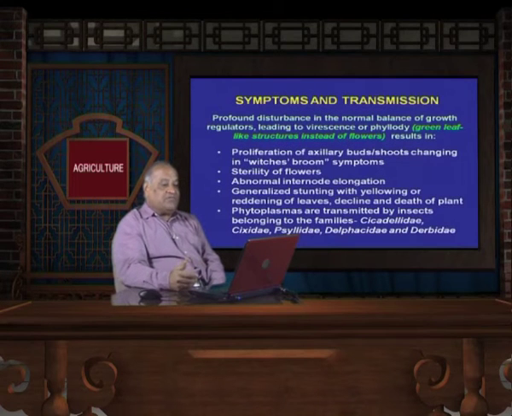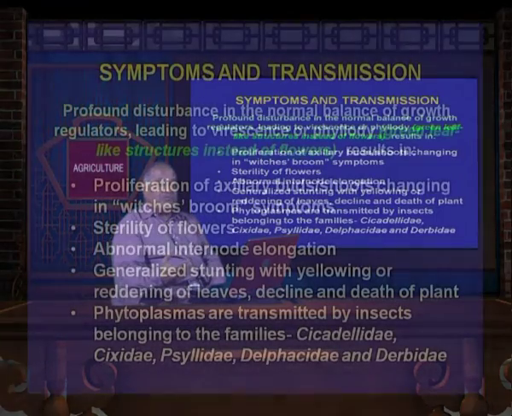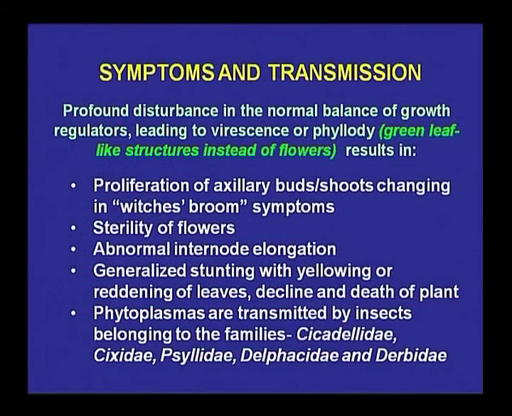Then symptoms and transmission. As we have noted earlier, profound disturbance in the normal balance of growth regulators leads to virescence or phyllody. Phyllody is nothing but green leaf-like structures formed instead of flowers. I would like to tell you that normally auxins are the bioregulants or growth regulators which are responsible for the growth of the apical tissues and flowers and buds.